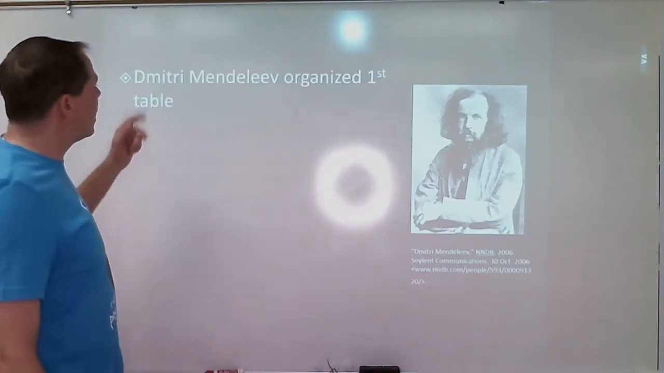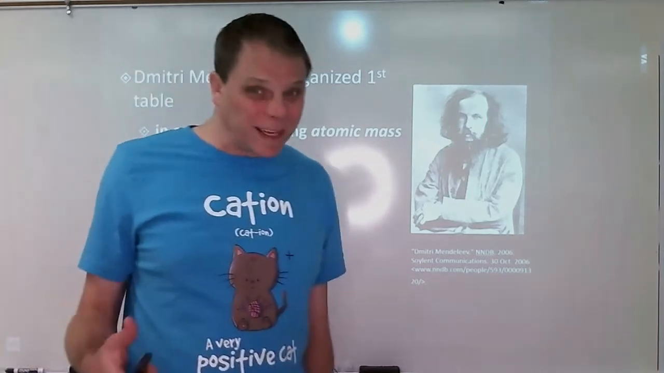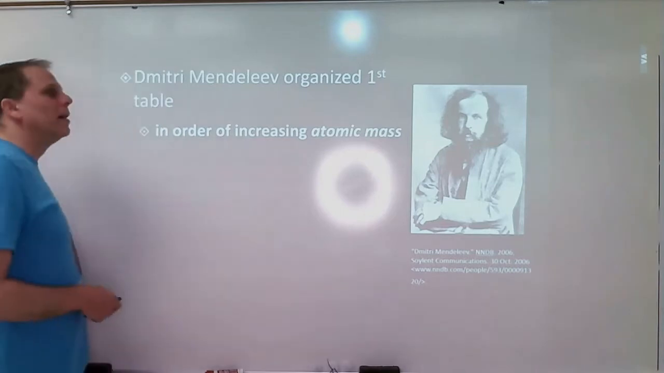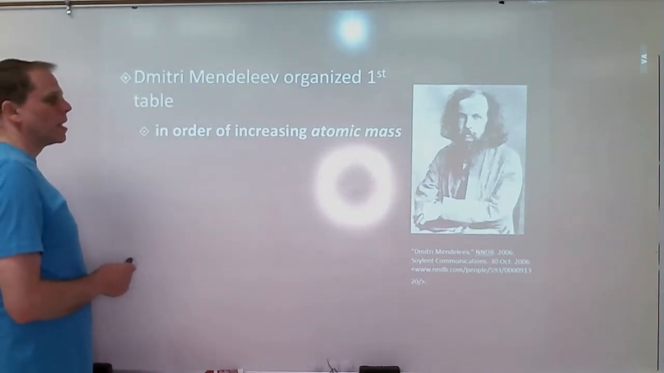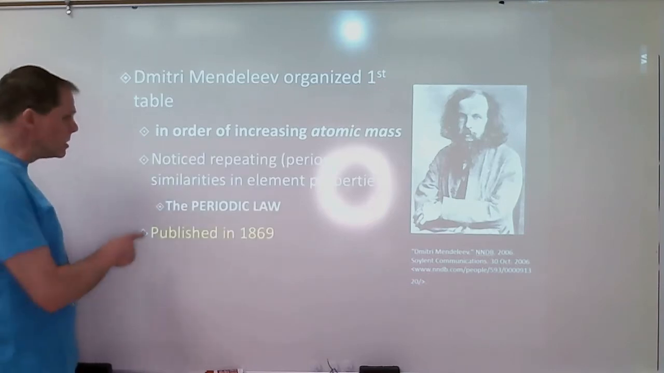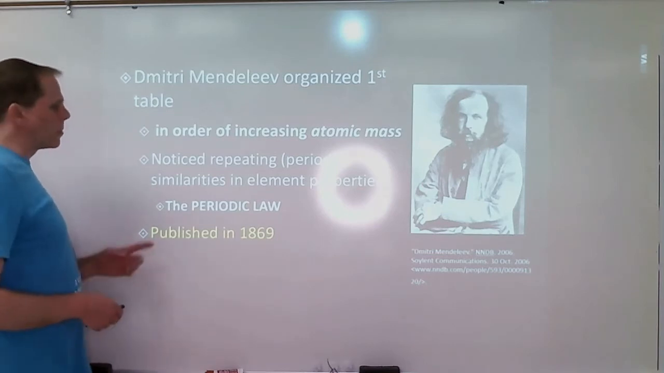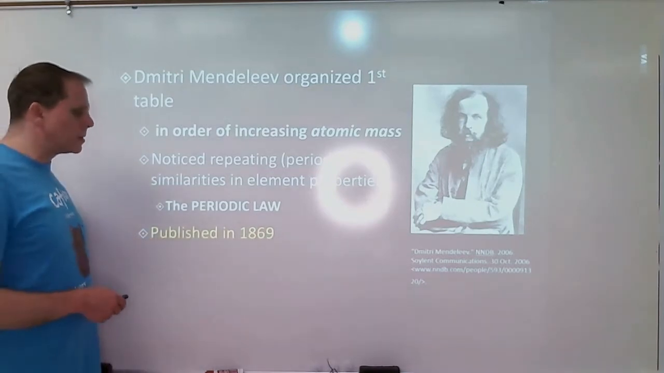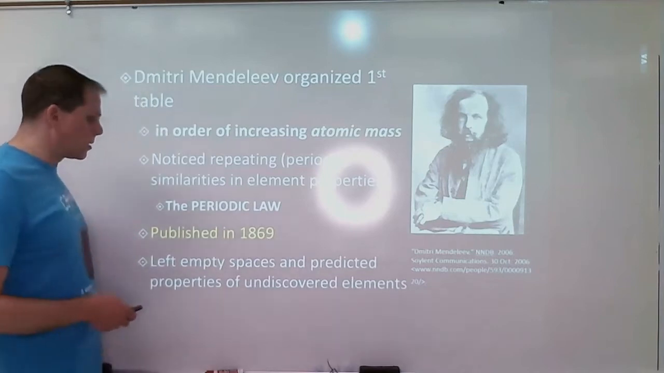Here's Mendeleev, and he organized the first table that was accepted by the Royal Society of Chemistry. He organized the elements in order of increasing atomic mass much more successfully than Newlands did. He noticed that we were repeating similarities in the elemental properties, and so we now call that the periodic law. And again, notice that he did his work and published it in 1869. Newlands had done it in 1865, so he was a bit of a precursor here.